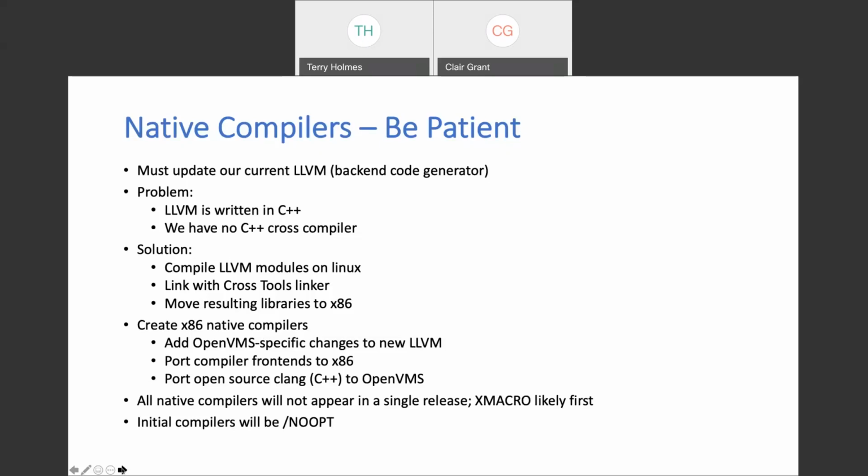We have to add VMS specific changes to this now new LLVM. We've made some additions to LLVM in the course of getting to the compilers that we have today. A gross oversimplification is there are just a lot of places where we have to make LLVM do what GEM does. There's more to it than that, but that gives you a basic idea. Then we have to get the front ends of the compilers to x86. And then we have to port the open source C++ Clang to VMS.